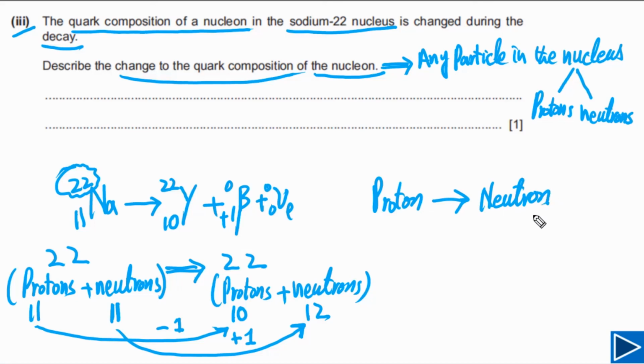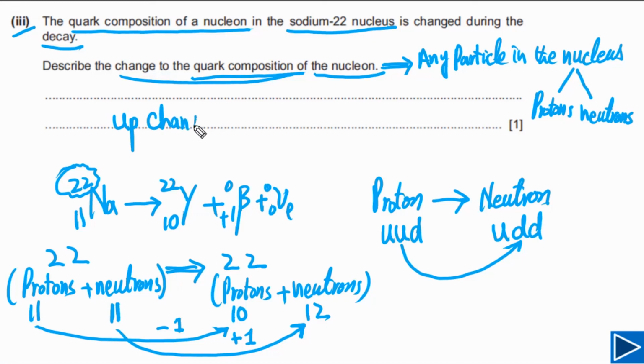Proton decays to neutron. And the quark composition of proton, it has 2 up quarks and 1 down quark. And neutron has 1 up quark and it has 2 down quarks. Describe the change to the quark composition. So simply we can say in this case one up quark decays to down quark. So simply we can write down in this case up quark changes to down quark, and that is the change in quark composition. Up quark changes to down quark, and this question has only 1 mark, so this is the 1 mark.